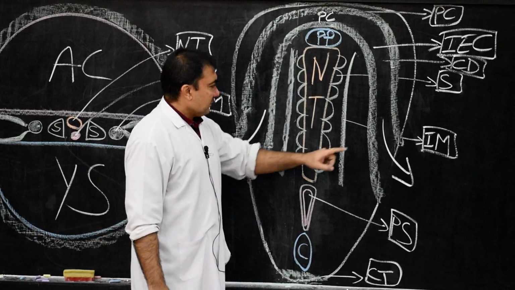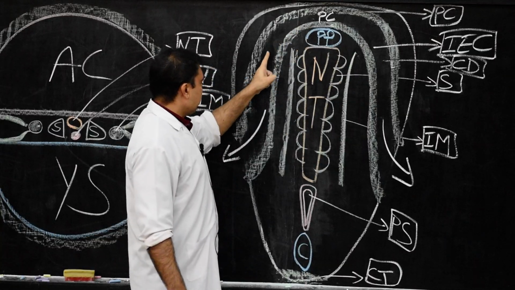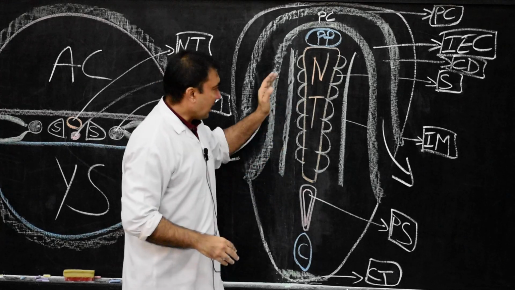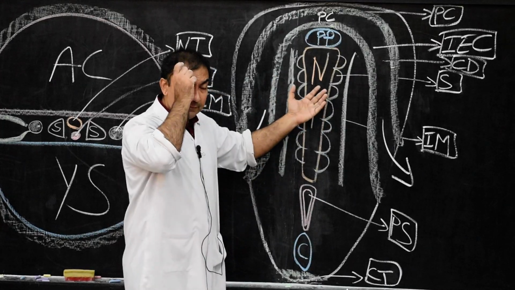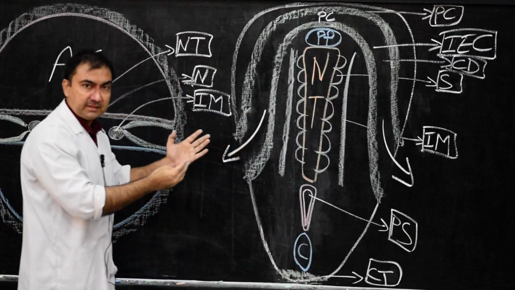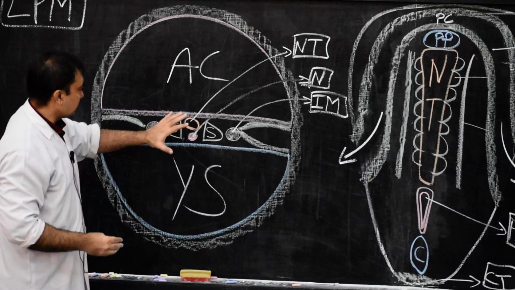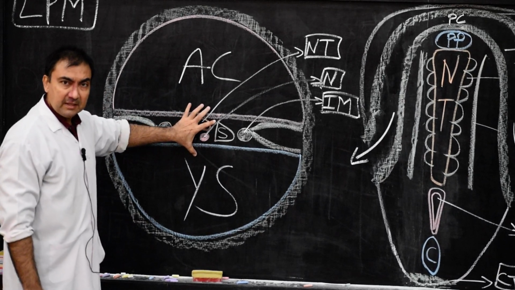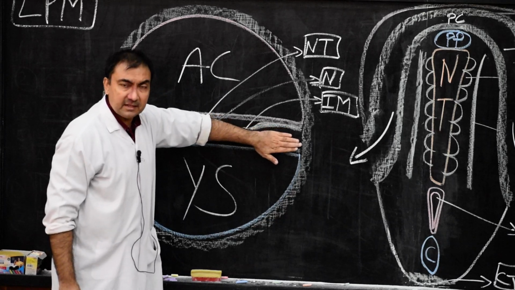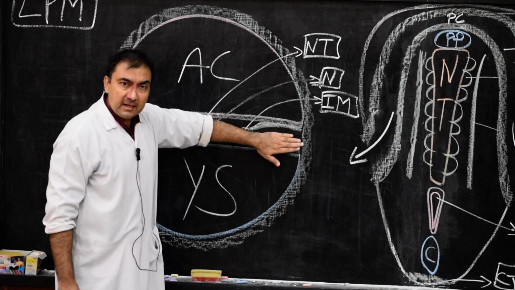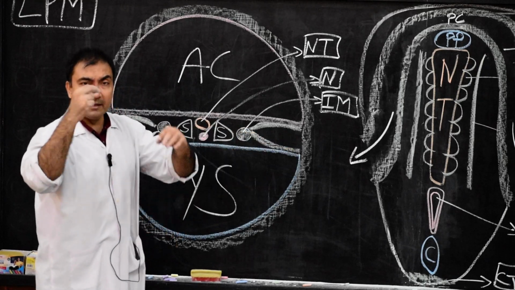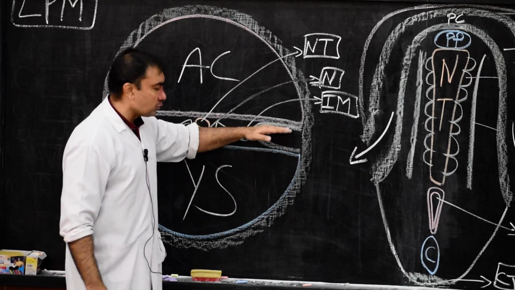Now, as this cavity is created, the entire lateral plate mesoderm is split into two layers. How is it split into two layers? For that, we need to understand a cross section of this diagram, the coronal section. Because of the creation of this cavity, the intraembryonic coelom, in the lateral plate mesoderm, the entire lateral plate mesoderm is split into two layers.